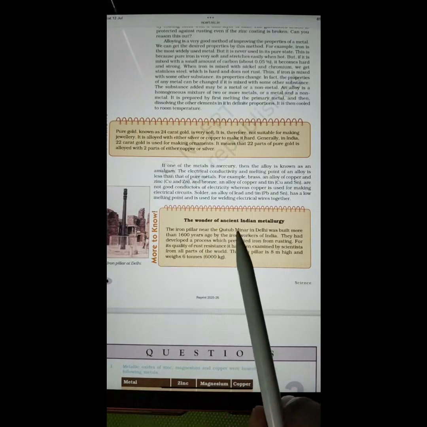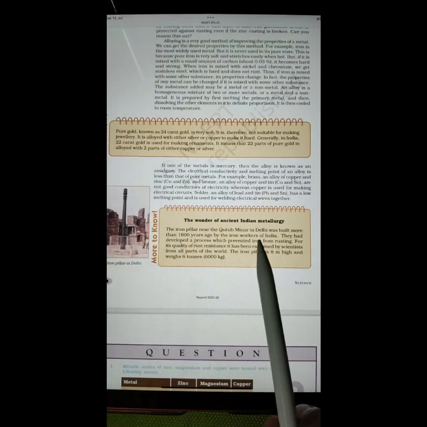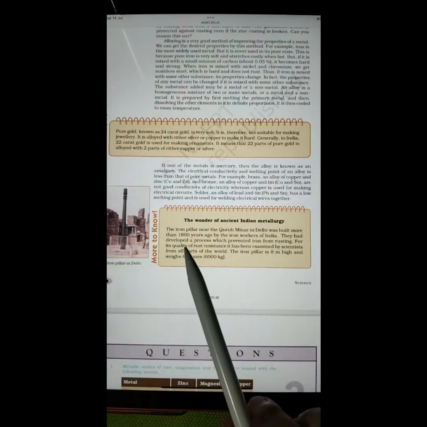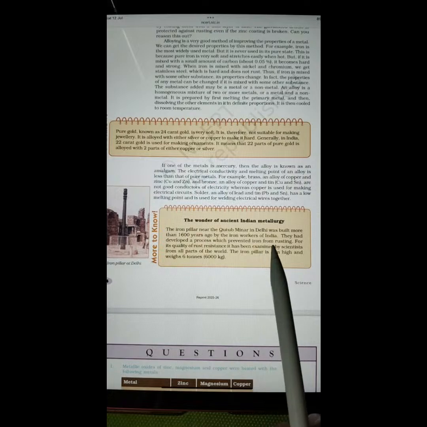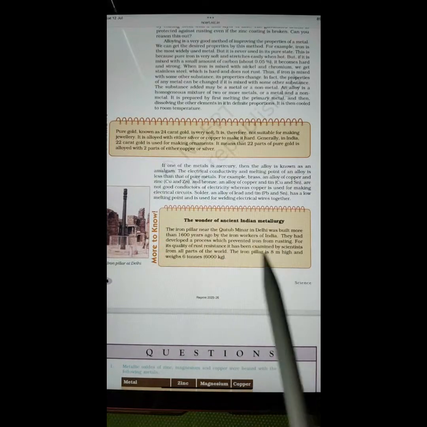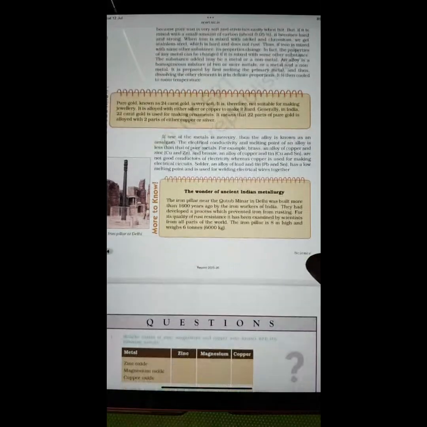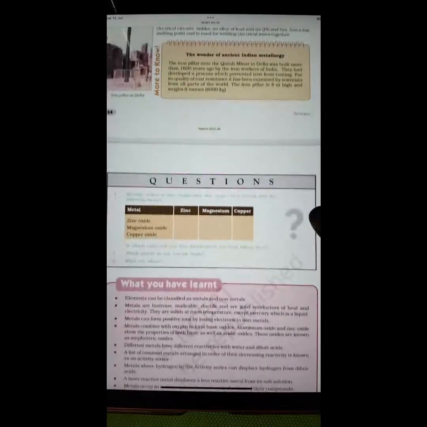The wonders of ancient Indian metallurgy. The iron pillar near the Qutub Minar in Delhi was built more than 1600 years ago by the iron workers of India. They had developed a process which prevented iron from rusting. For its quality of rust resistance, it has been examined by scientists from all parts of the world. The iron pillar is 8 meters high and weighs 6 tons, meaning 6,000 kg.